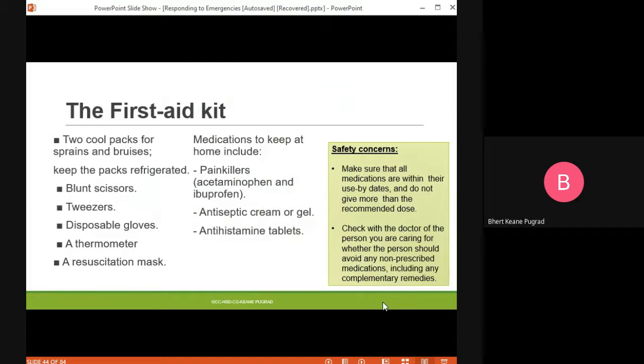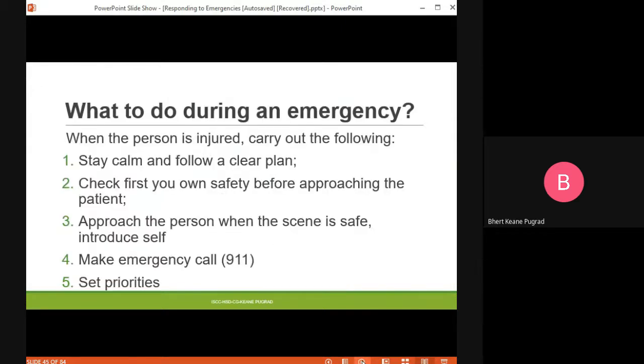Okay? And we need also to make sure that the medications are not expired, no? And you should also check with the doctor of the person you are caring for whether there are some medications that are contraindicated with him or with her kasi baka meron naman pala siyang allergic reactions to certain medications. Okay, that's why history of the patient should also be noted. Okay, so what to do during an emergency? So ano yung mga dapat nating gawin?